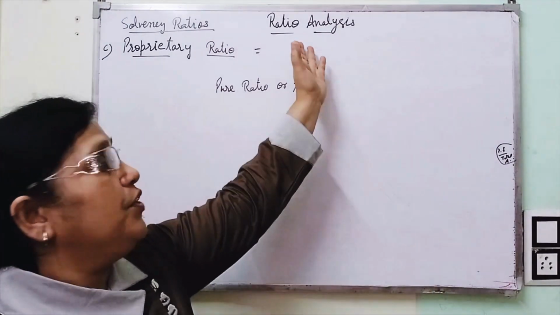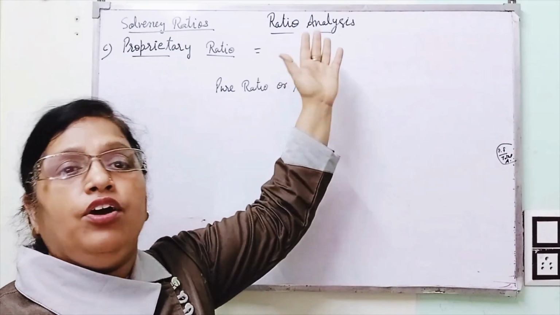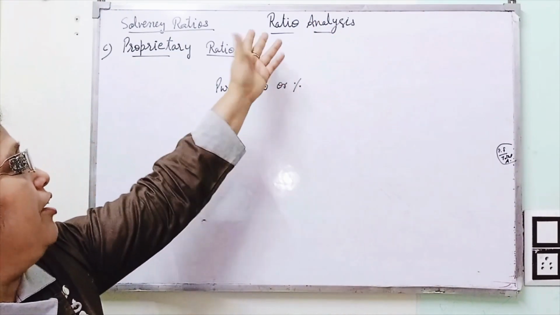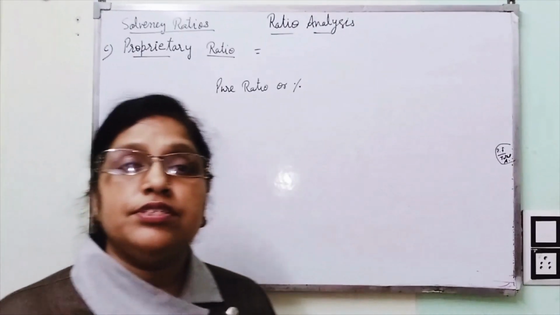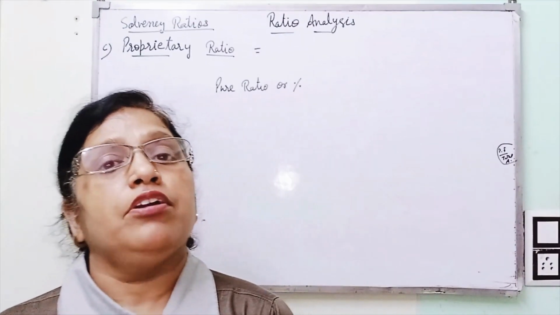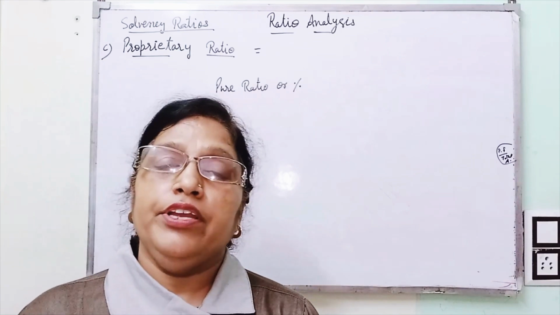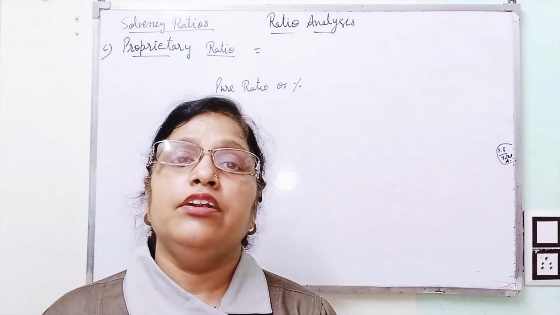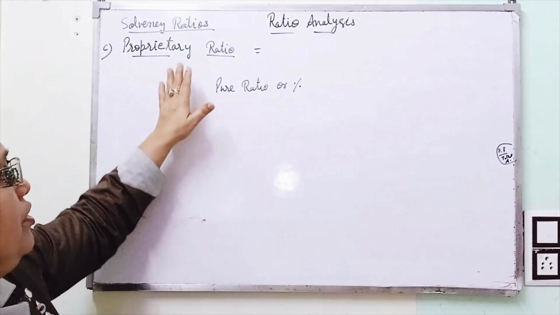We were doing ratio analysis, chapter 4 of the Part 3 book, and we have started solvency ratios. Under solvency ratios we have completed two ratios. Now in this video we will complete the third ratio, that is the proprietary ratio.